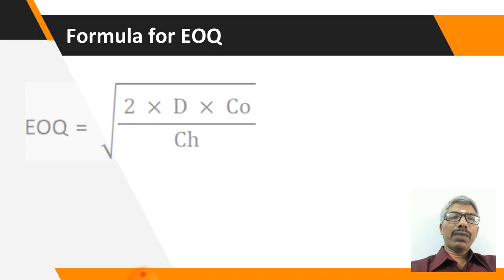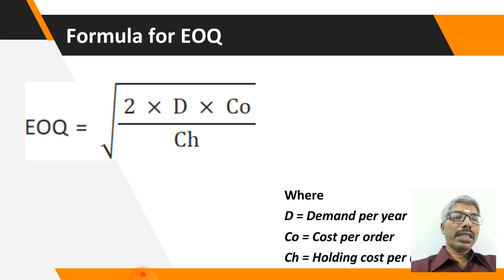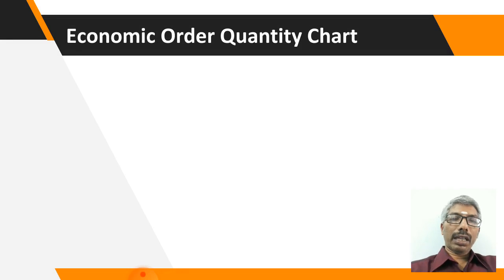And the mathematical formula for the EOQ is the square root of 2 into D into CO divided by CH, where D is the demand per year, CO is cost per order, and CH is holding cost per unit.